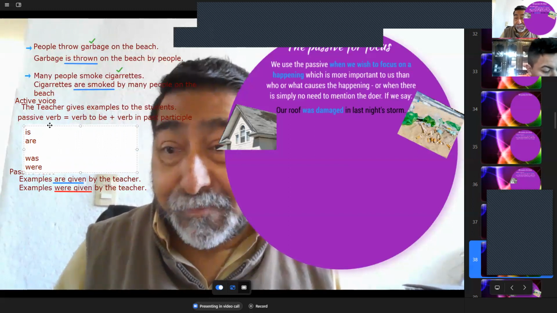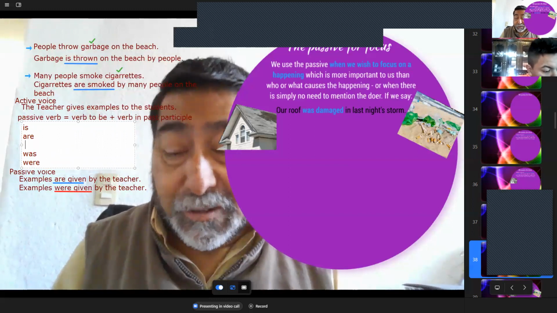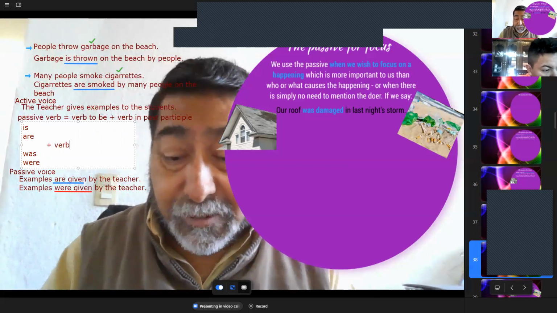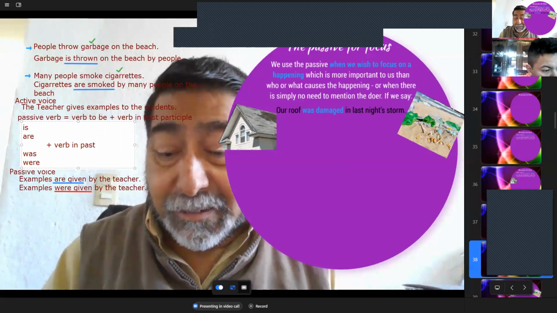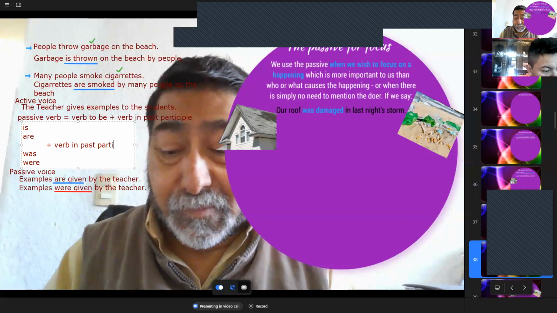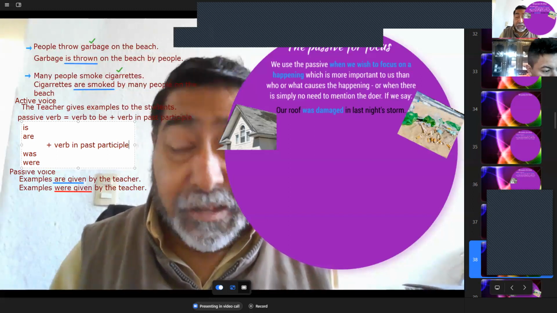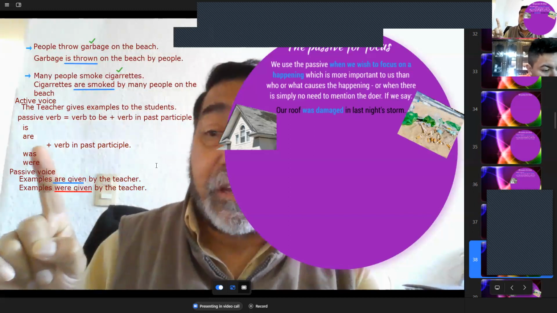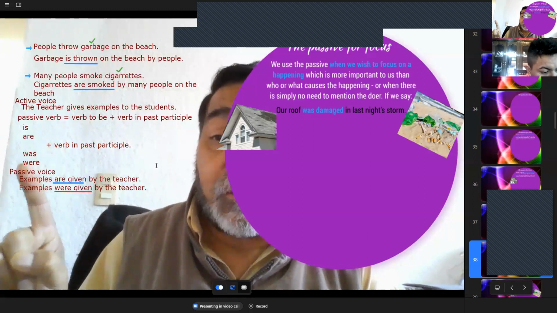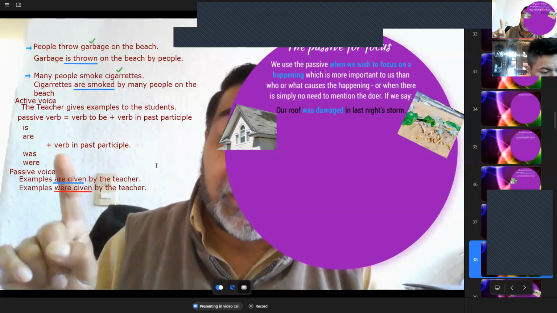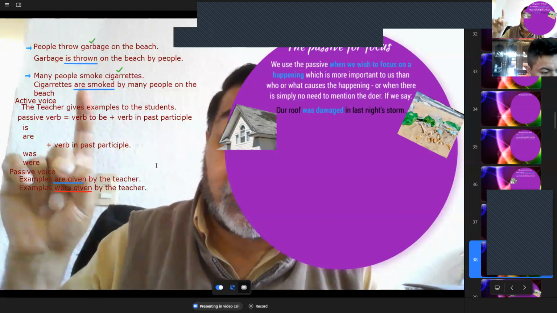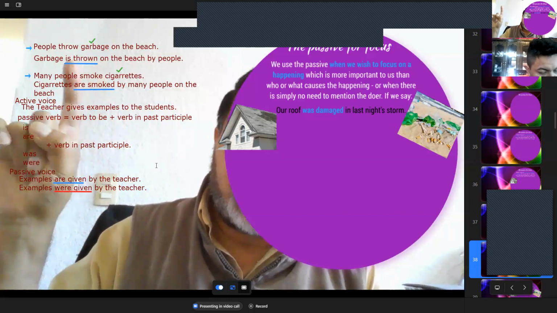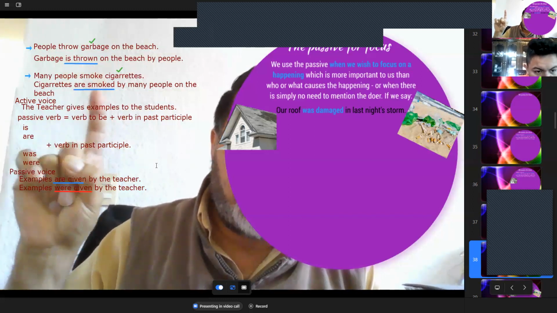Here we have this information, plus the verb in past participle. This is how the passive voice is formed. We use the verbs is, are, was, or were, plus my verb in past participle. This is the passive voice. Notice that all the ideas are given using the combination of the verb to be and the verb in past participle.